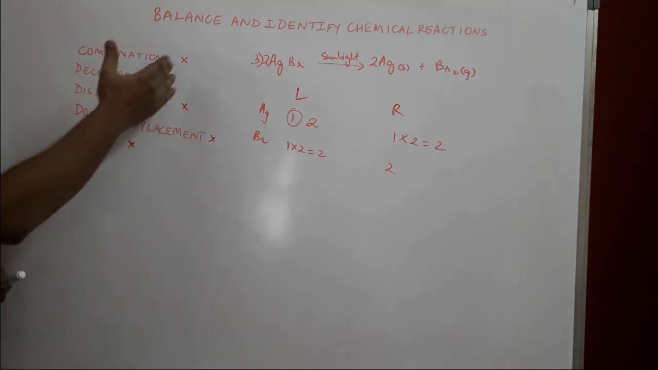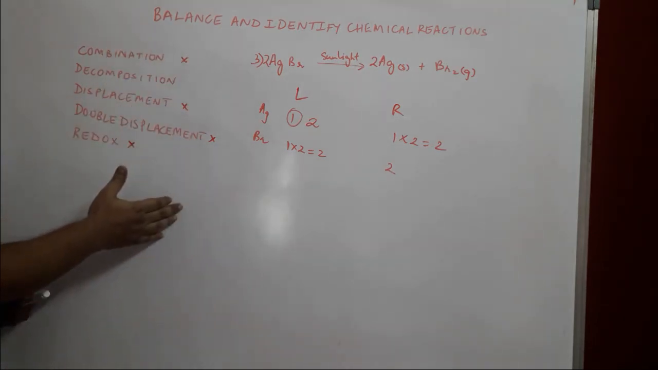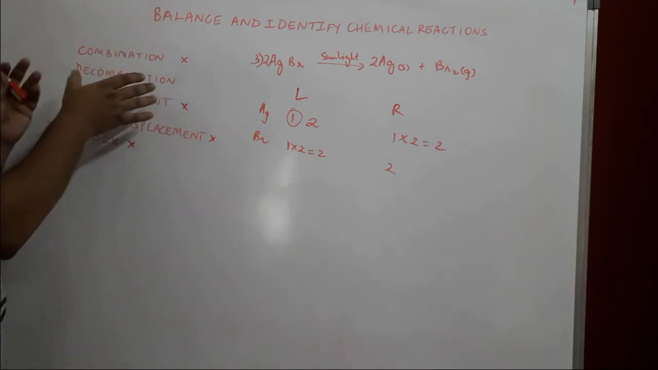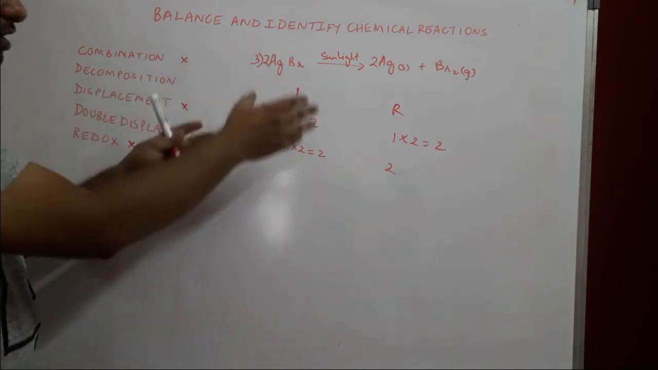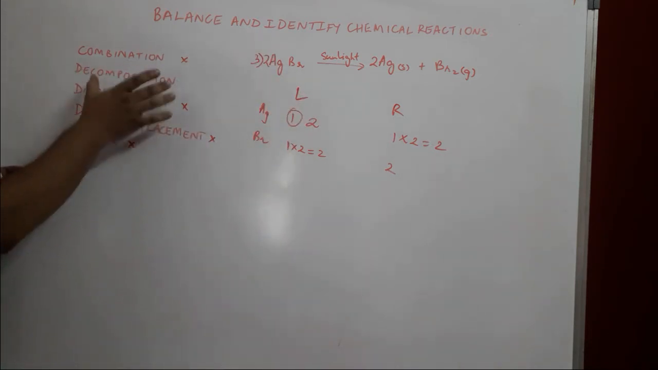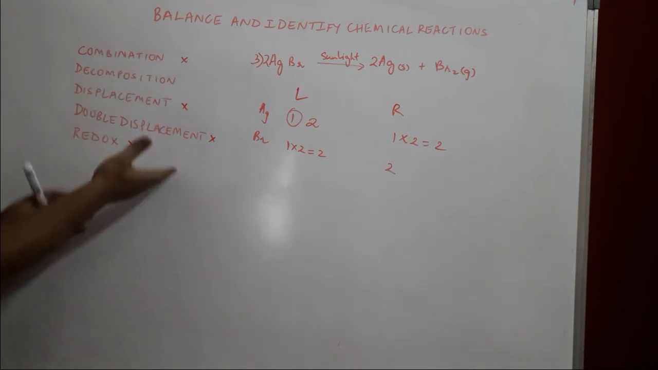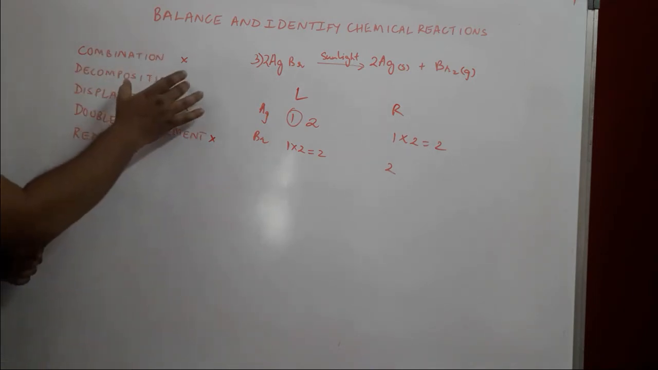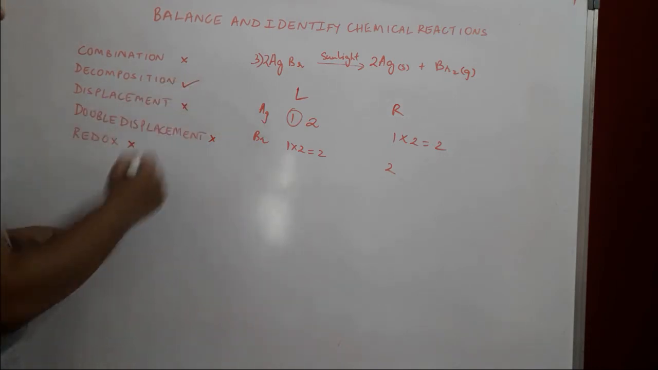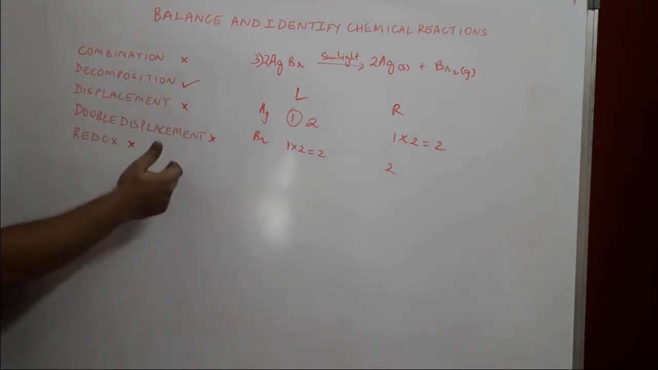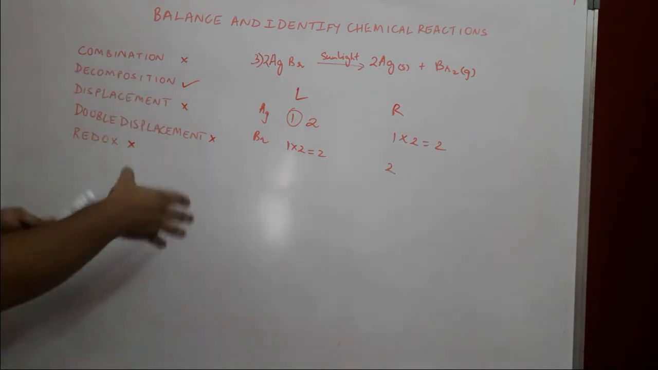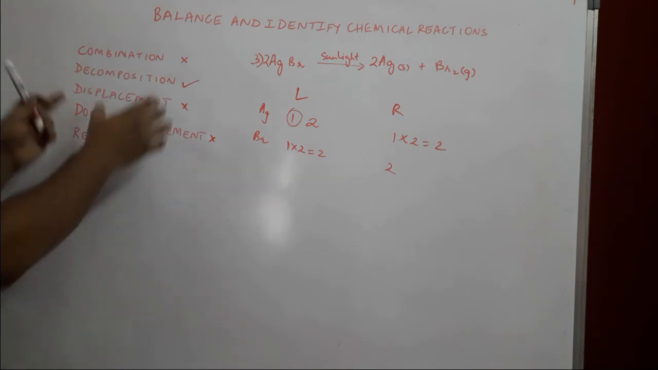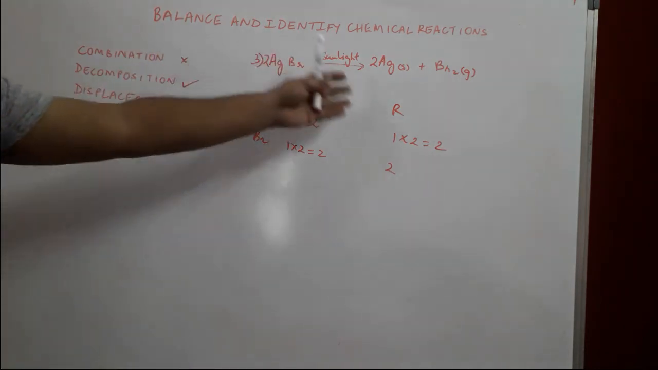Basically, if you go in this order, and if you happen to get the reaction earlier rather than going through the entire list, then you don't have to go through the rest of the list. Like for example, decomposition was the right one, but we still went through this just to show that decomposition reaction is this type of reaction.